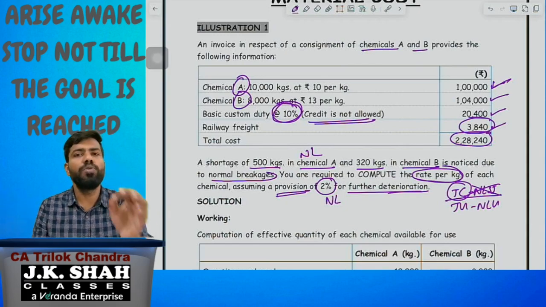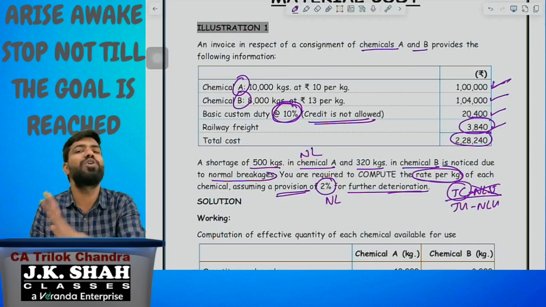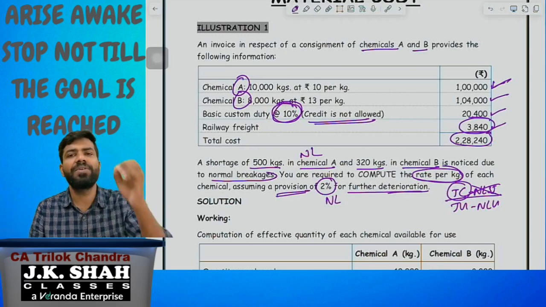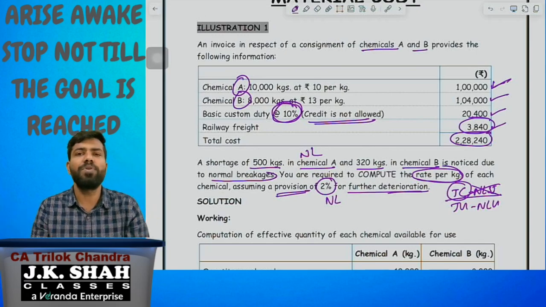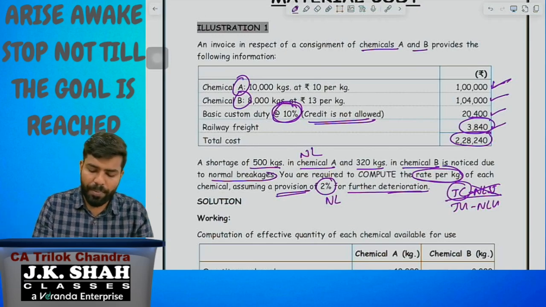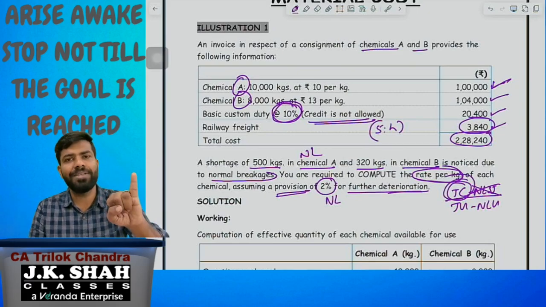We are going to apportion on the basis of number of kgs that we order, or the number of kgs that we are getting through the transportation. How many kgs of chemical A are we getting? 10,000 kgs. How many kgs of chemical B? 8,000 kgs. The proportion is 5:4. In the proportion of 5:4, we are going to apportion this cost. So we'll get the total cost: add purchase price, basic custom duty, railway freight.